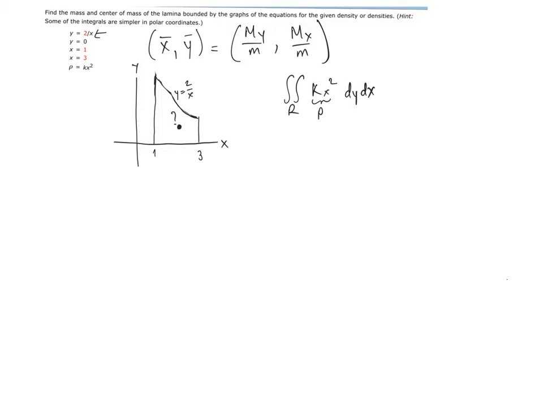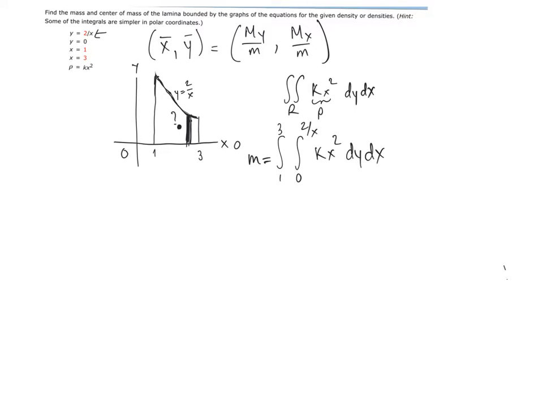Now we're going to do dy dx, so you have a vertical rectangle right here from 1 to 3, so you know your x bound is from 1 to 3, and your y bound is from 0 to all the way at the top here, somewhere right here. This is your line, so it's 2 over x, and then your rho is k x squared, dy dx, and this is your mass. So we're going to find the mass.